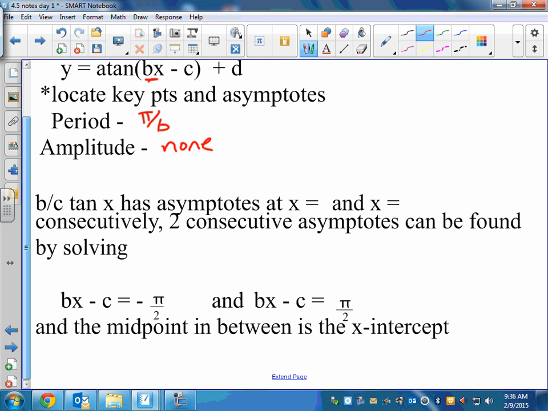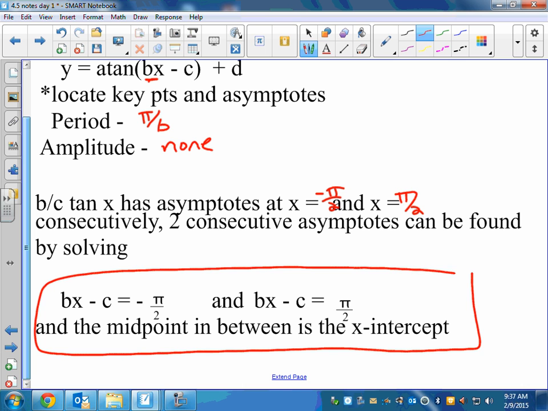Here's the hard part, though. The asymptotes can change, all right? Normally the asymptotes would be consecutively at -pi halves and pi halves. What I am going to make you do on a test is find 2 consecutive asymptotes for me. And even with the period change, the asymptotes could change. So what you need to know is this right here. This is kind of a big deal.